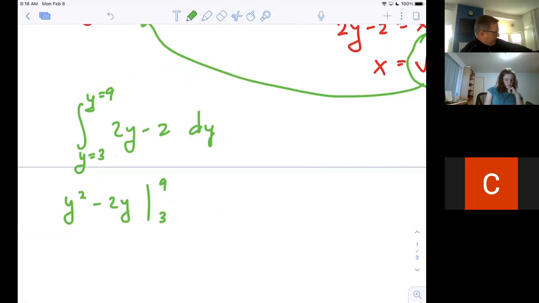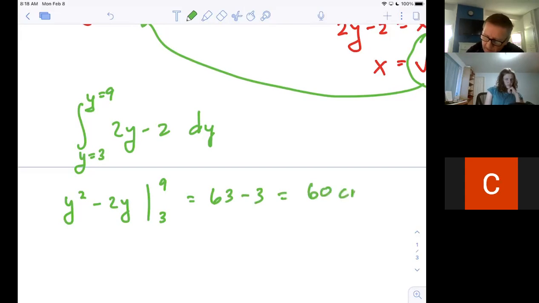Seeking calculator in bag. Found it. 81 minus 18 is 63. So I get 63, and then 9 minus 6 is 3. So I end up with an exact answer of 60. So that's actually a volume.